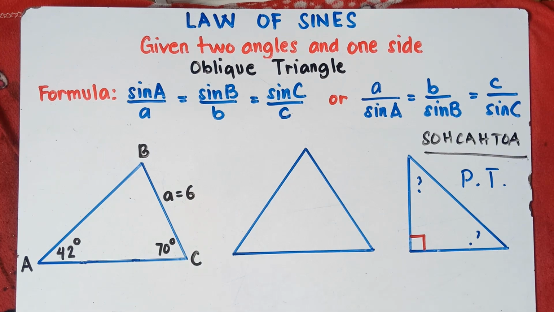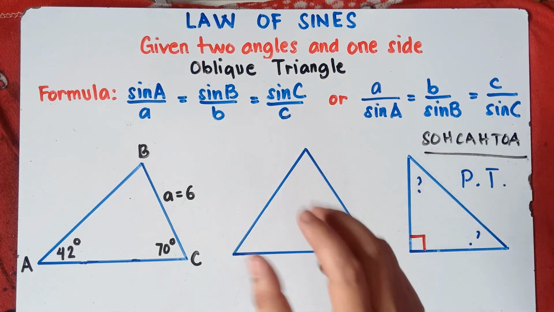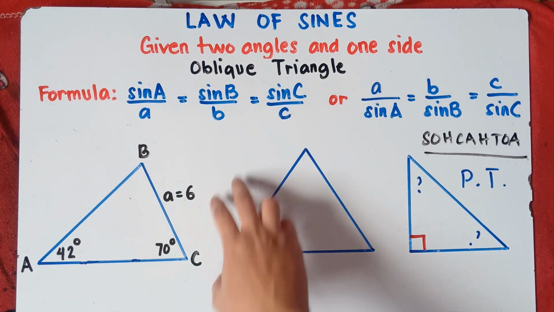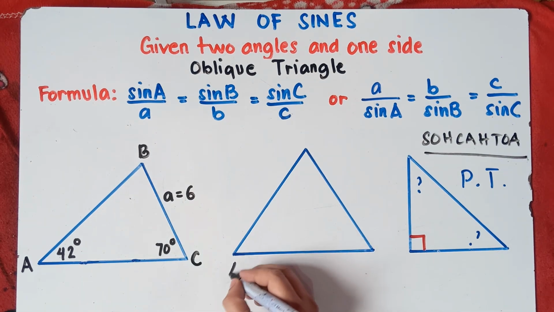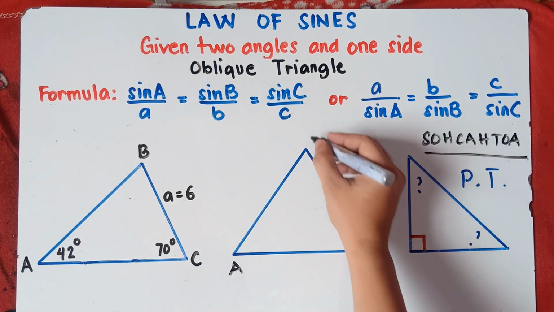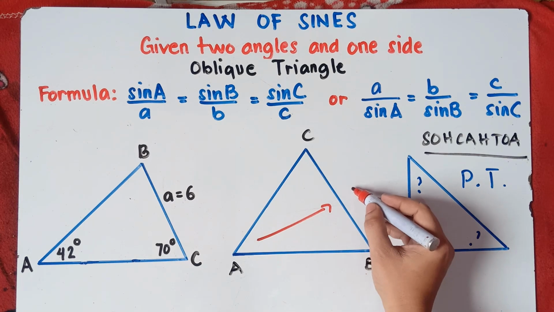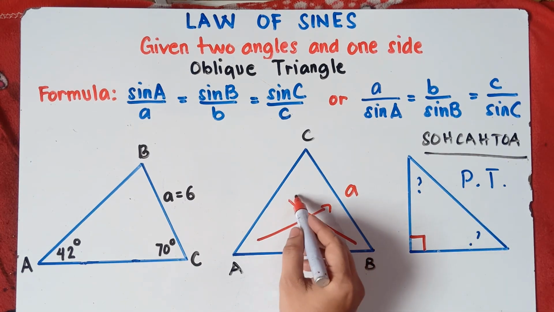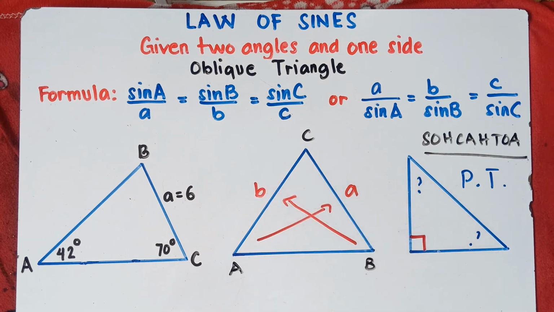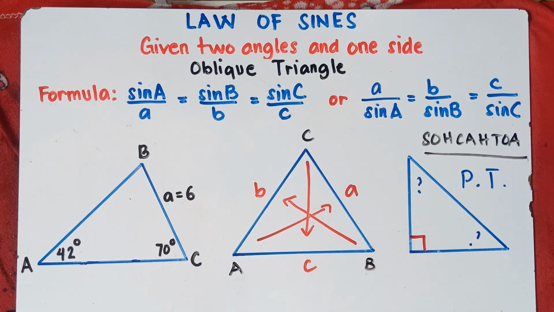Now, for the oblique triangle, if the triangle does not contain 90 degrees, we will be using the law of sines. So let's talk about this oblique triangle. If this is angle A, this will be angle B, this will be angle C. The opposite of angle A is side A, small a. Opposite of angle B will be side B. And the opposite of angle C will be side C, small c.